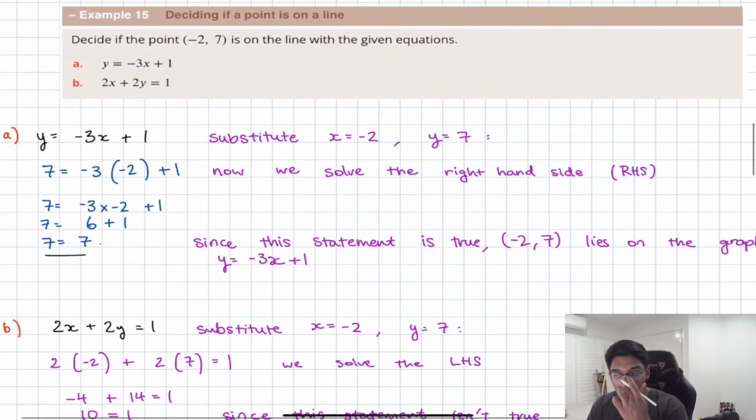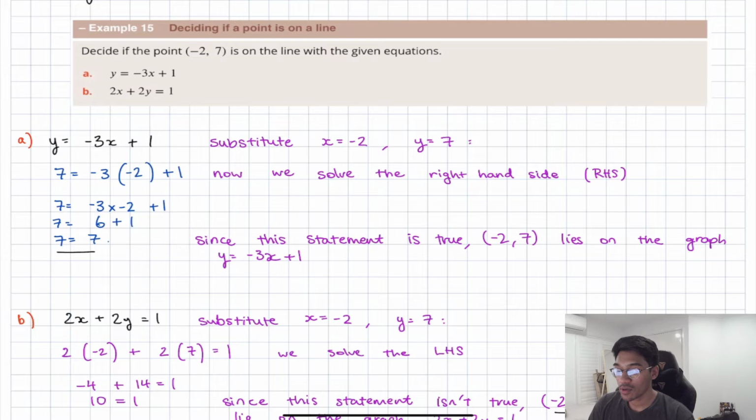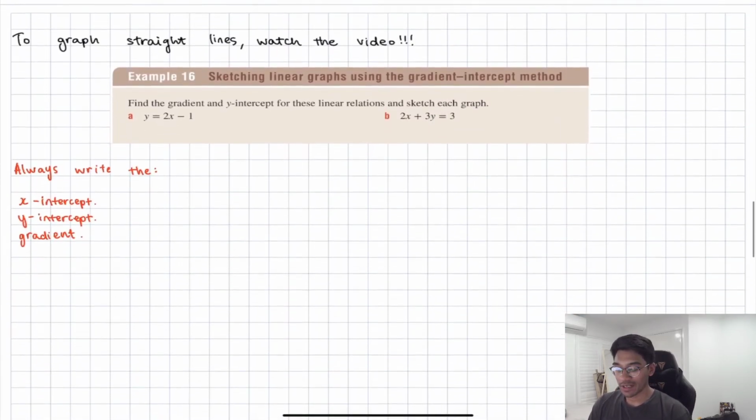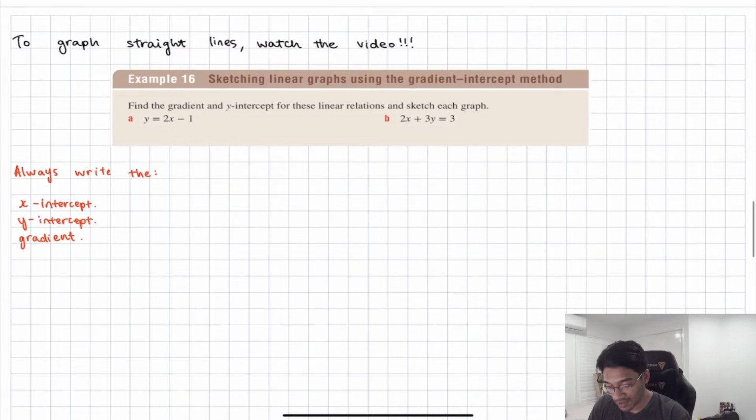If you get stuck, ask the teacher, ask each other. But yeah, this is going to be good to know because you'll be doing it later on as well. Now, on to the meaty part. So how to graph straight lines.